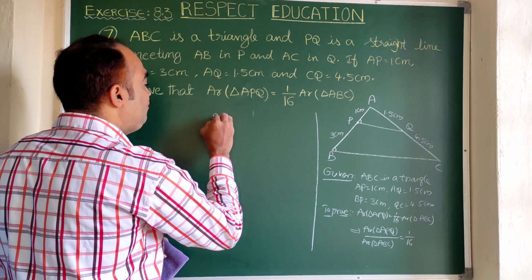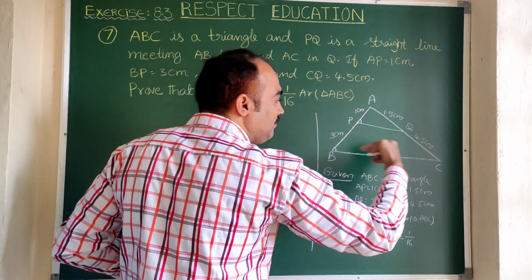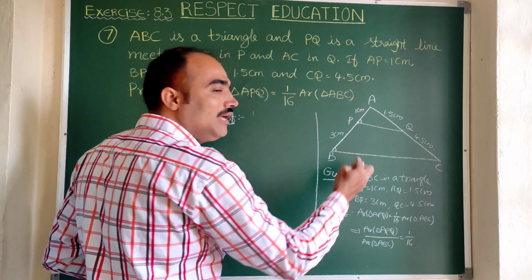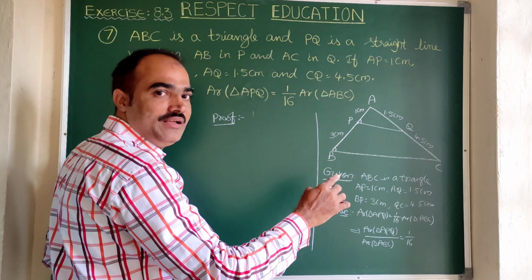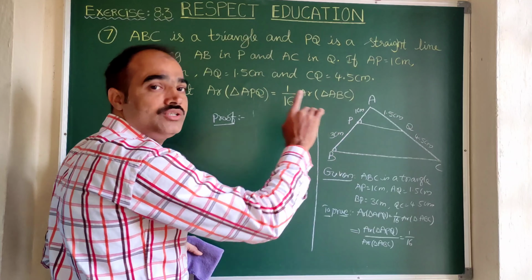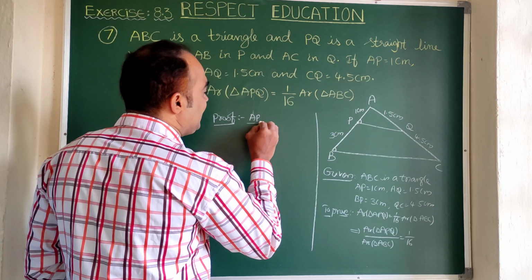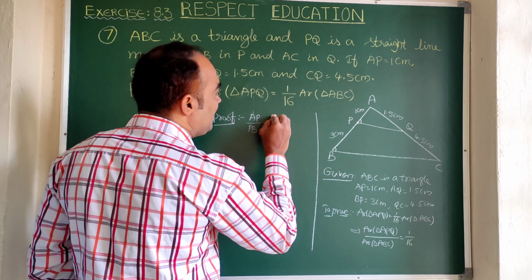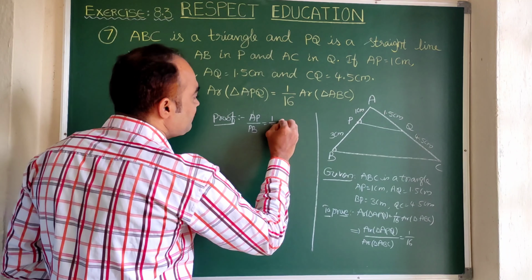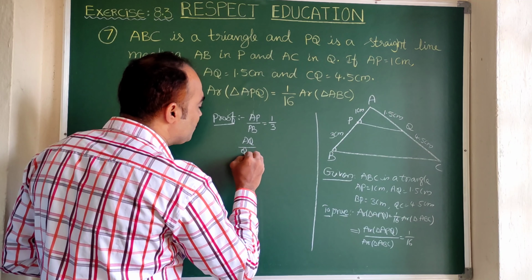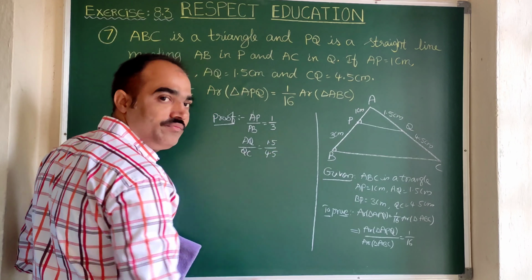Before starting the proof, we need to prove triangle APQ is similar to triangle ABC. As I have told you earlier, we need AA similarity. For that, angles are to be equal, meaning the lines are to be parallel. For the lines to be parallel, ratios are to be equal. So let us check the ratios now. Let us consider AP by PB, its value is 1 by 3. Same way, AQ by QC is 1.5 by 4.5.